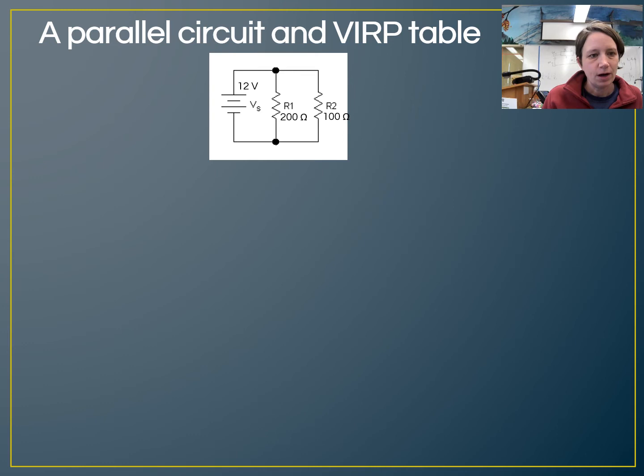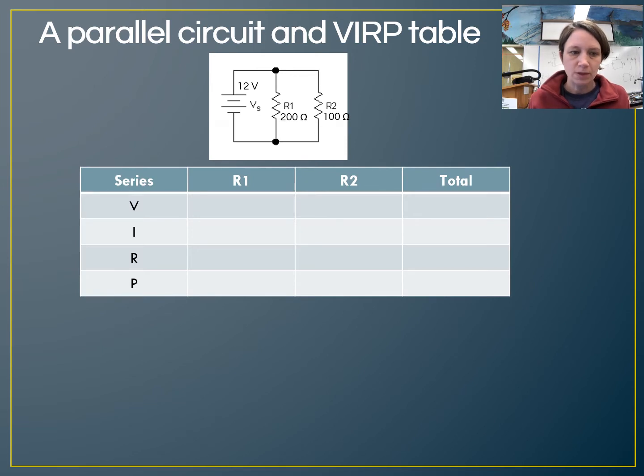All right, let's talk about a parallel circuit and how we would make a VIRP table for this. I'm going to put the same two resistors in there so we can compare and contrast these circuits, but this time they're going to be in parallel instead of in series. So your VIRP table starts out pretty much the same way, a column for each resistor and one for the total. And in fact, the values you put in are going to be the same as well. I know that R1 is 200 and R2 is 100, and my total voltage is 12 volts.